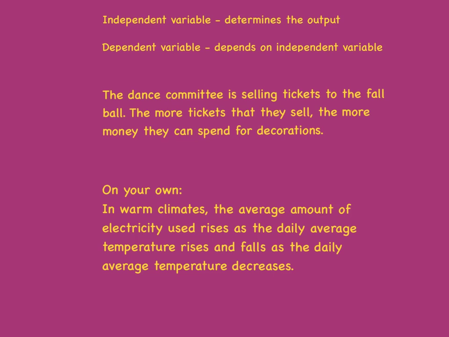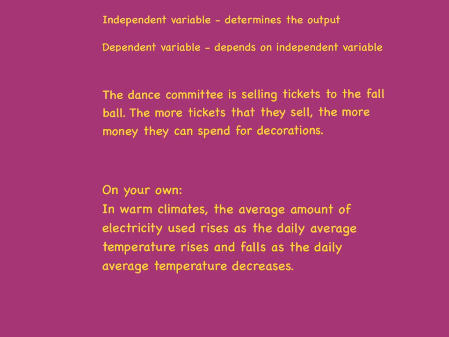Last thing that we need to talk about is the independent variable and the dependent variable. And math vocab gets lost in a bunch of jargon, and it's hard to understand until we go through an example, and I'll do my best to explain it. But the independent variable determines the output, and the dependent variable, check this out, depends on the independent variable.